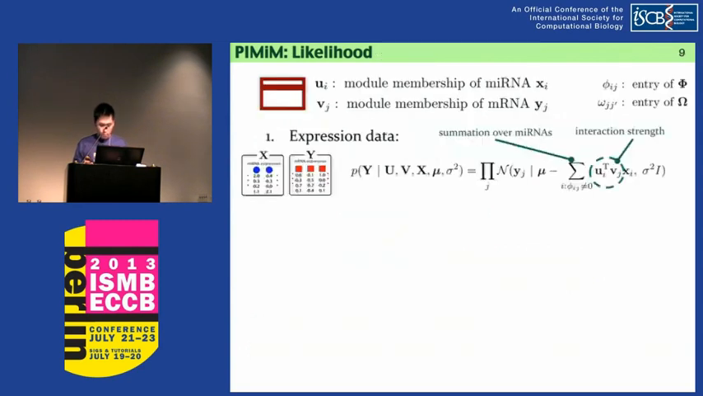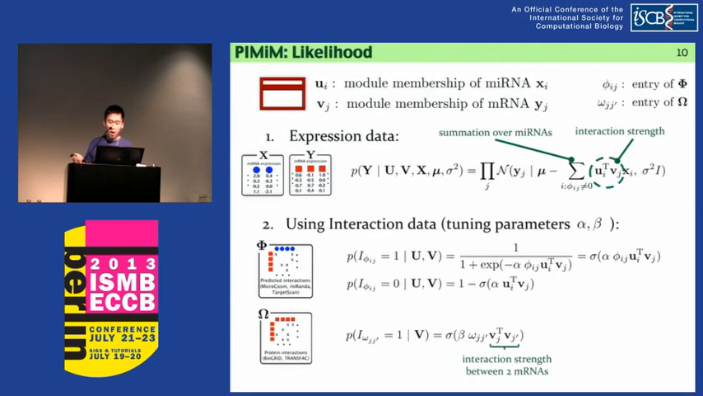Okay. So using this, we can incorporate the likelihood. There are two parts. First is the expression data. The expression data, the probability of Y given U, V, and X, would be the product over all the mRNAs, J. Each mRNA's expression would be modeled using a normal distribution, and we use the expression values of all the microRNAs Xi. Then we use the interaction strength that I just described previously to tell how strongly the microRNA would be affecting the mRNAs.